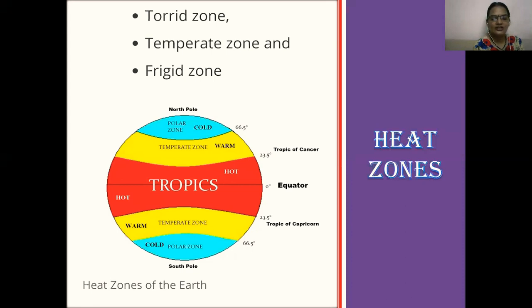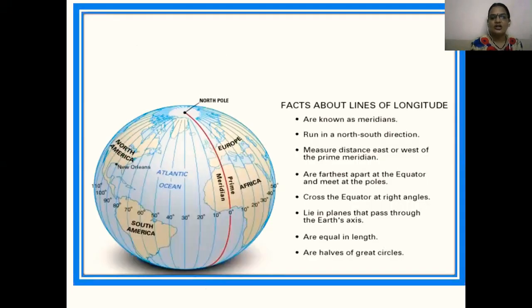The amount of heat reduces as we move towards the poles. So near the poles, we can't feel heat. It's completely a frigid area. So students, this was about the heat zones. Now we move towards the longitude or the meridians.